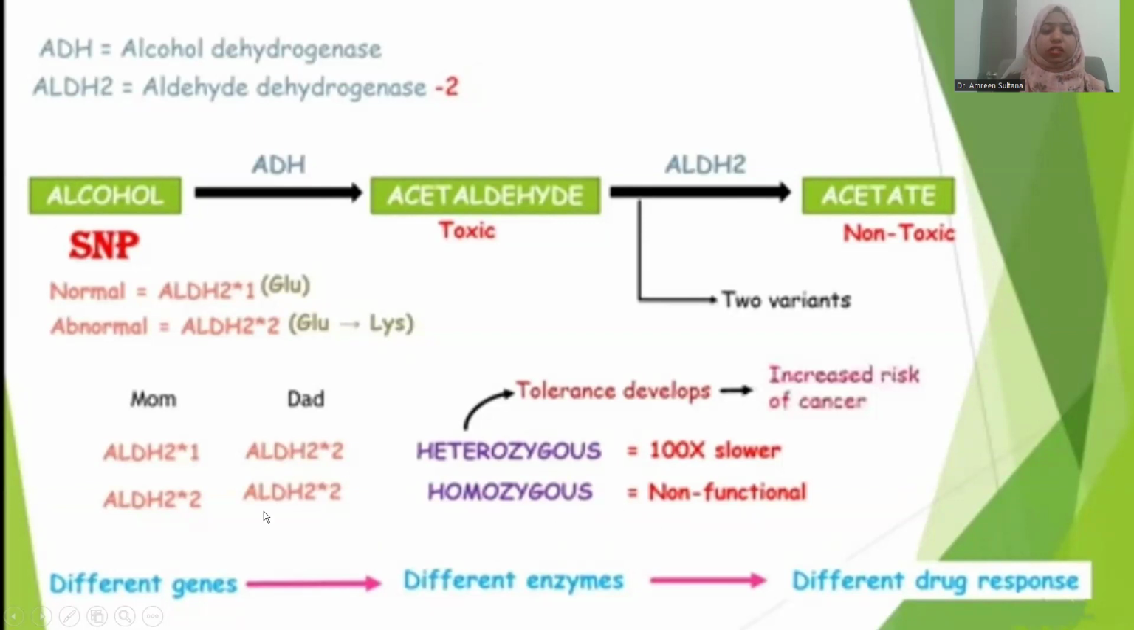See, in the first case, if you are having different genes, different enzymes will be formed, and the drug will get different responses. It won't give a correct response, it gives different responses. But in case of the homozygous condition, both the mother's and the father's genetic conditions are the same. So now here there is a non-functional enzyme. The metabolizing rate will be there, but not as much as in the heterozygous condition. Different genes with different enzymes result in different drug responses.